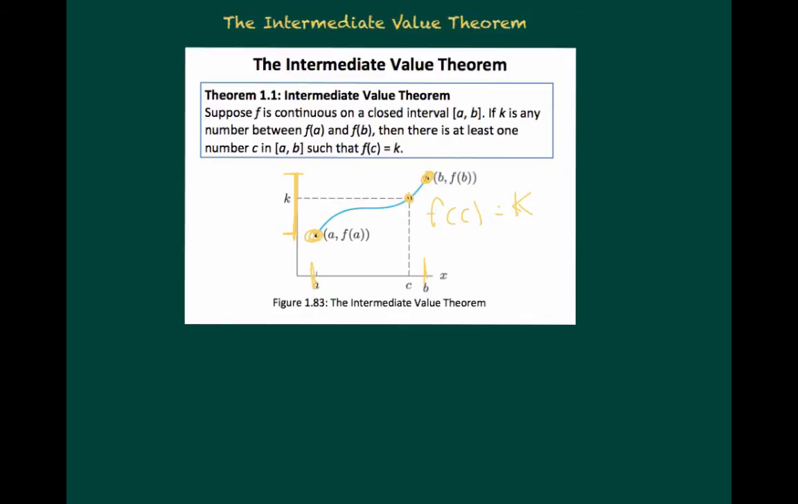Okay, it seems like a lot of work. It just means if you're going to get from f of A to f of B, you're going to have to take on all of the y values between f of A and f of B. In other words, if you are standing at the 10-yard line and you score a touchdown, we know that you at some point must have crossed the goal line. That's what the intermediate value theorem is all about.